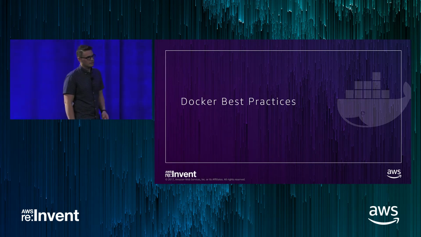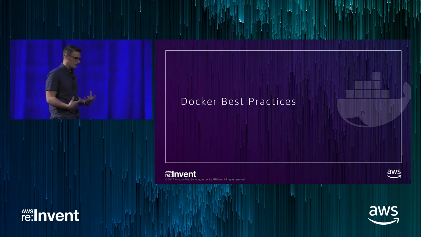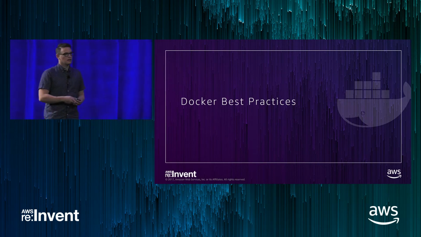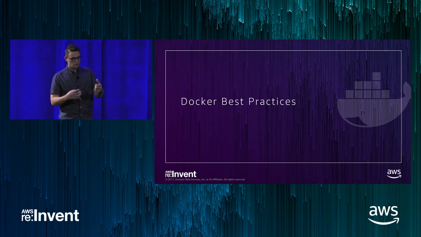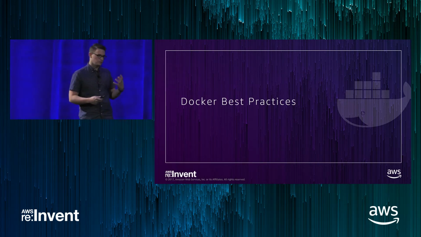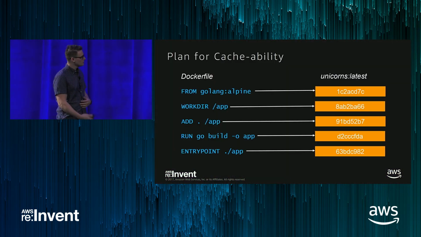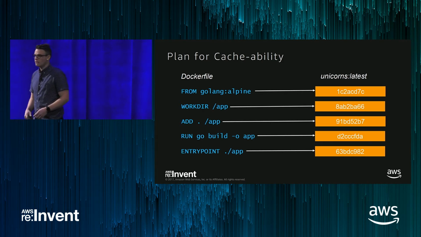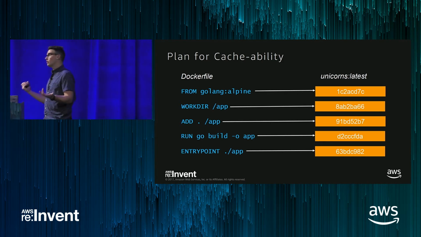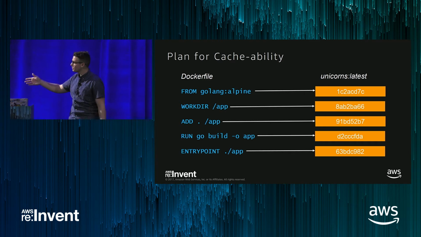One of the things that I really wanted you guys to get out of this is a wealth of new tools and functionality that you can actually play with to help make your applications better. And best practices with Docker, I think, really fits well into that. So things like planning for cacheability. If you've worked with Docker very much or not at all, you probably won't be familiar with this.